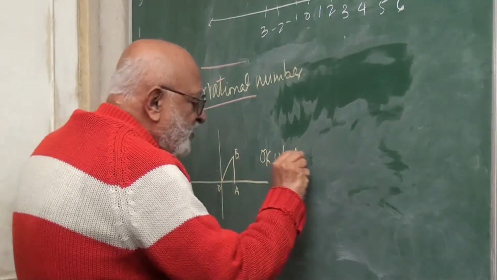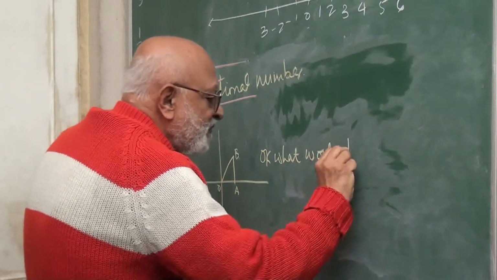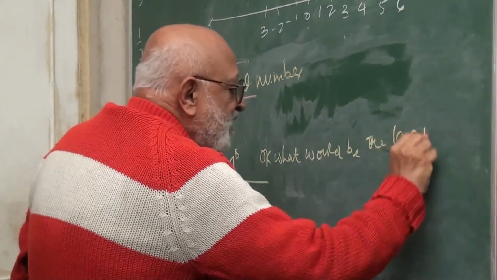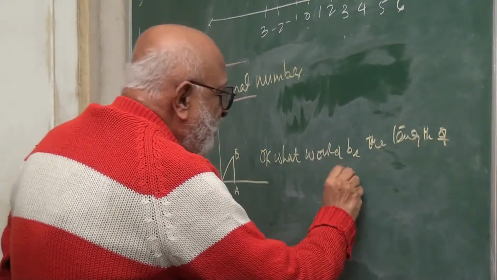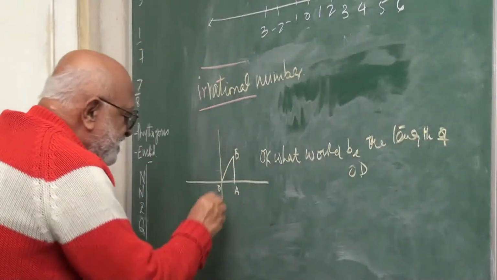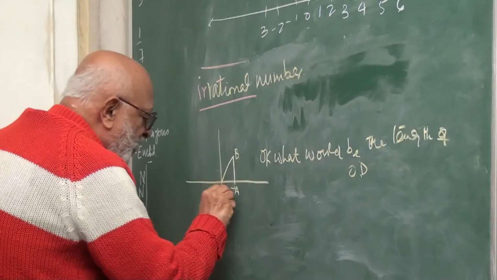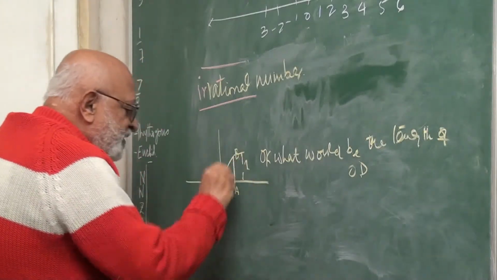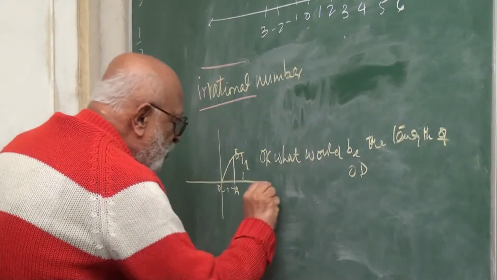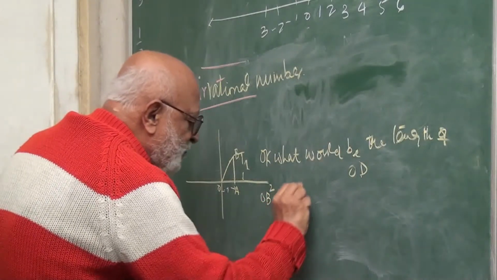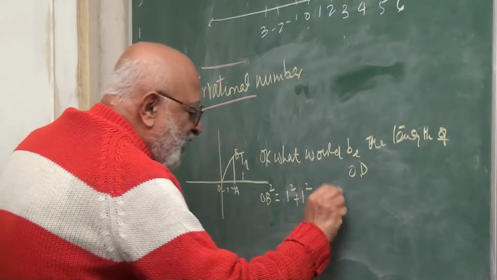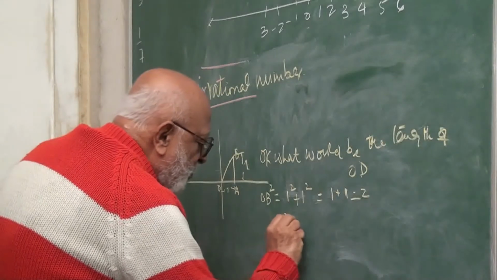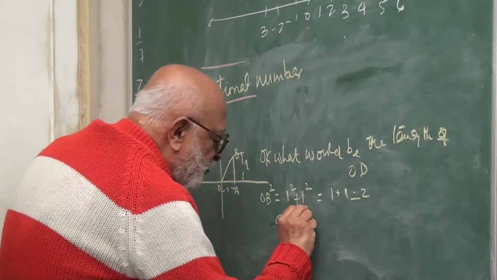What would be the length of OB? See, since this is 1 unit, this is also 1 unit. So OB square would be equal to 1 square plus 1 square, that is equal to 1 plus 1, that is equal to 2. So OB equals root 2.